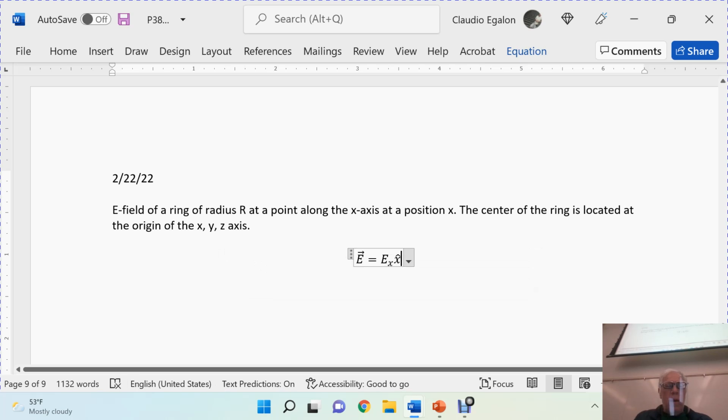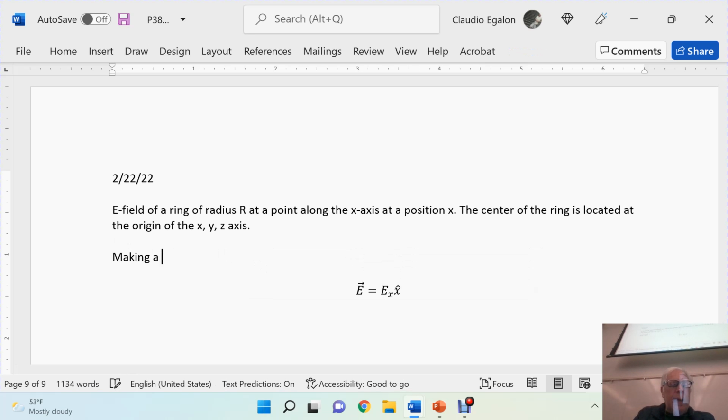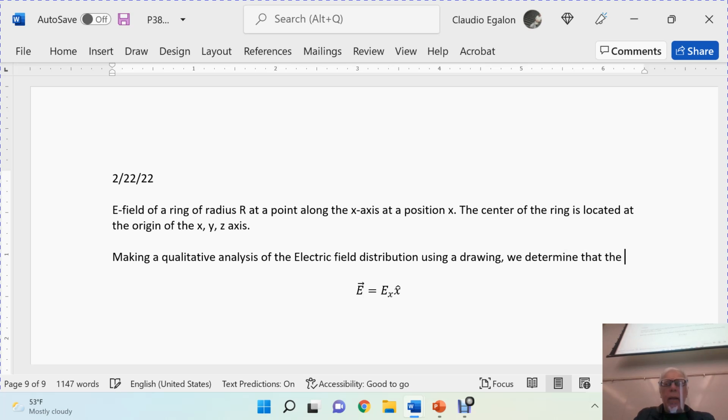Okay, making a qualitative analysis of the electric field distribution using a drawing, we determine that the net field will have only an x component.